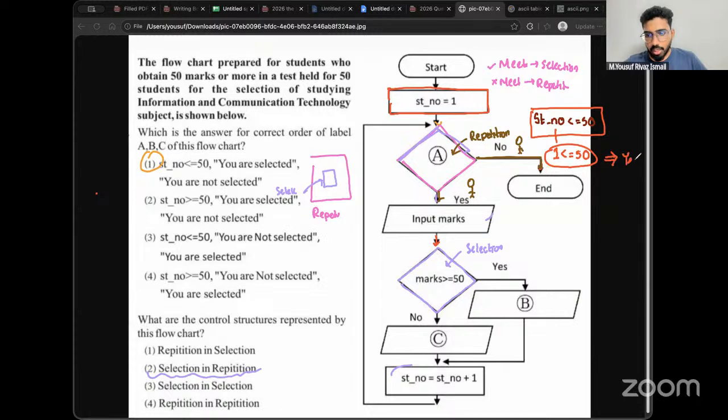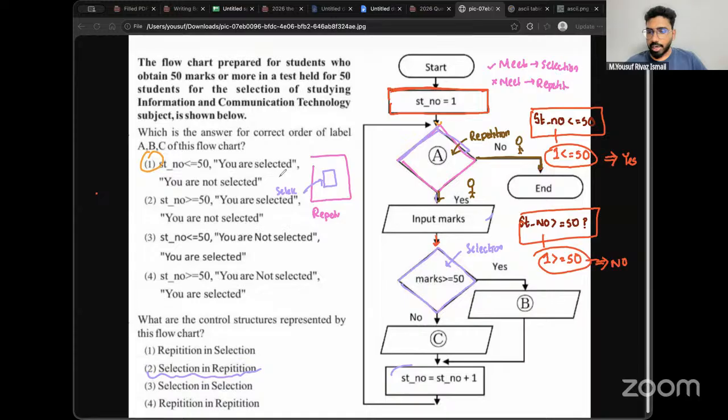Yes. But let's say I had the condition as ST number greater than or equal to 50. The value of ST number when the program started is 1. So if I check is 1 greater than or equal to 50, what's the answer? Yes or no? No.